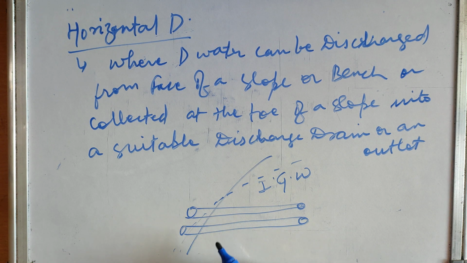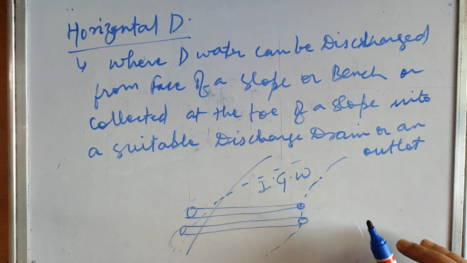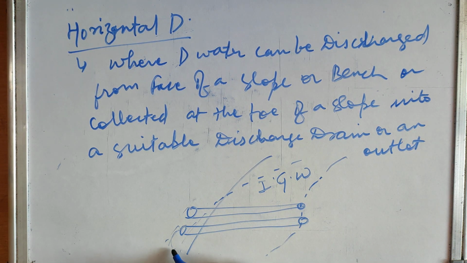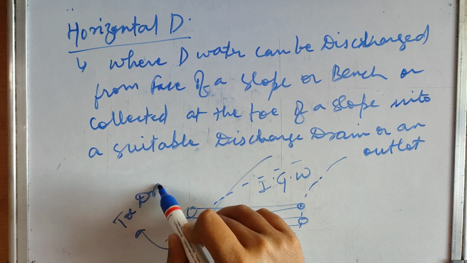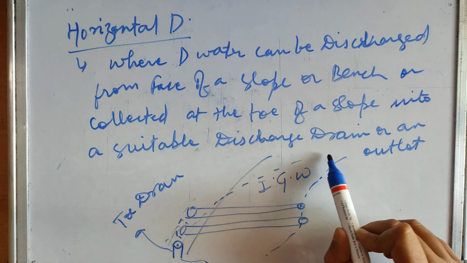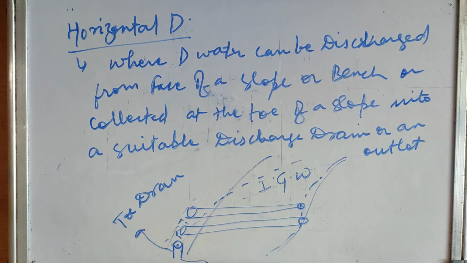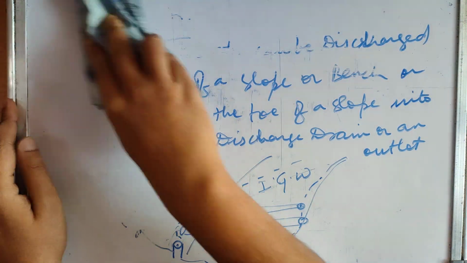Now what happens, this excess water will be drained from here and the controlled groundwater will reach here. We will keep one toe drain here. This is one toe drain. So this excess water will be drained through this pipe from inside the groundwater, and the groundwater level of the slope will be reduced. So this is what horizontal drainage is.